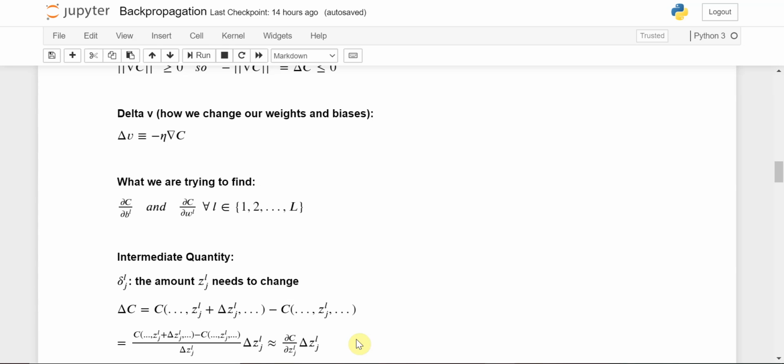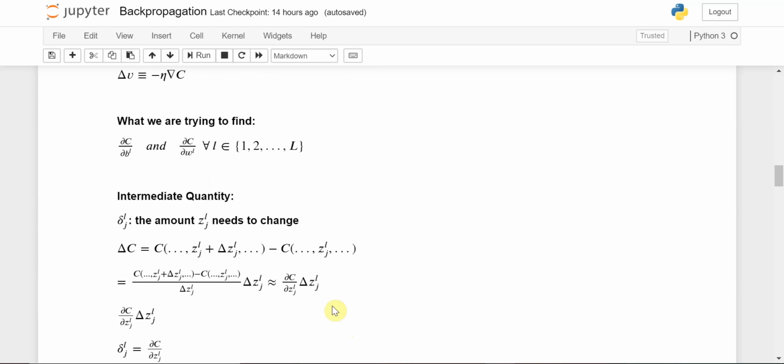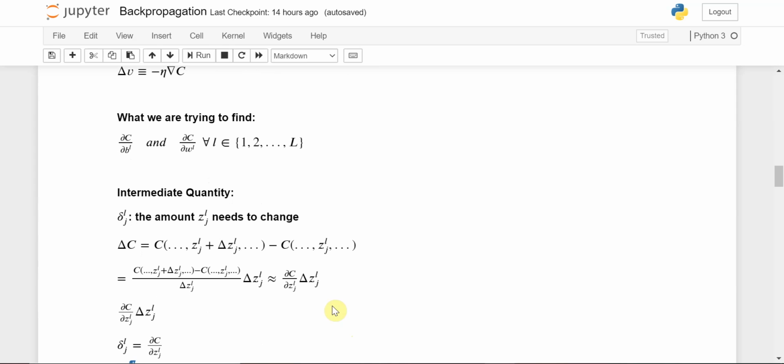And in this sense, it's almost like the partial derivative is a good measure for the error, since it shows us how much we can help the cost. And for this reason, we make delta L sub j be exactly that, the partial derivative.